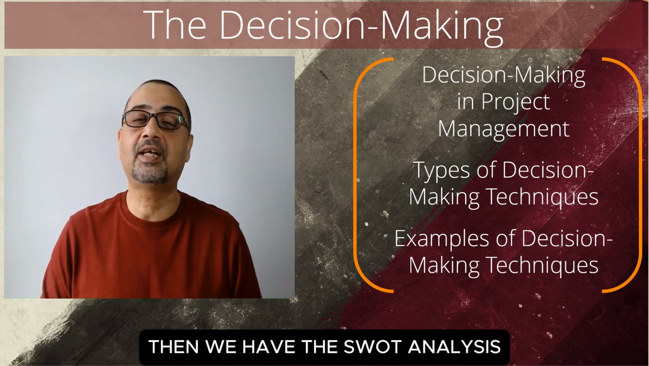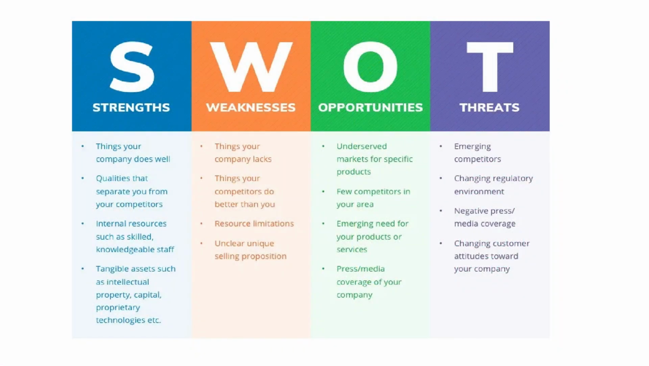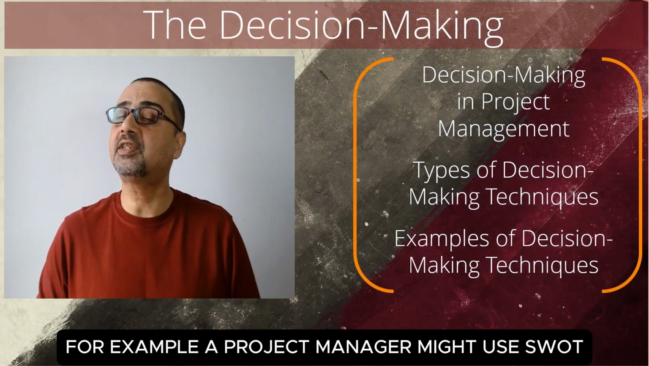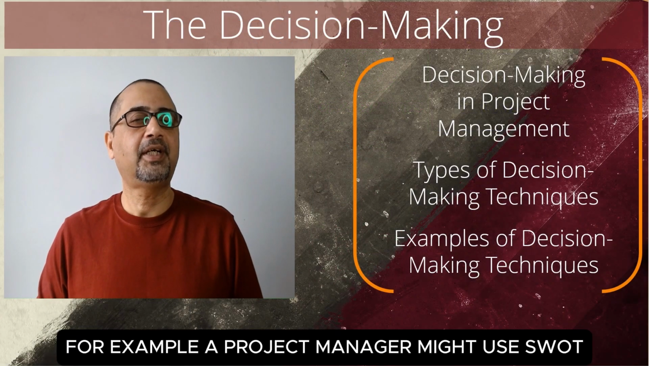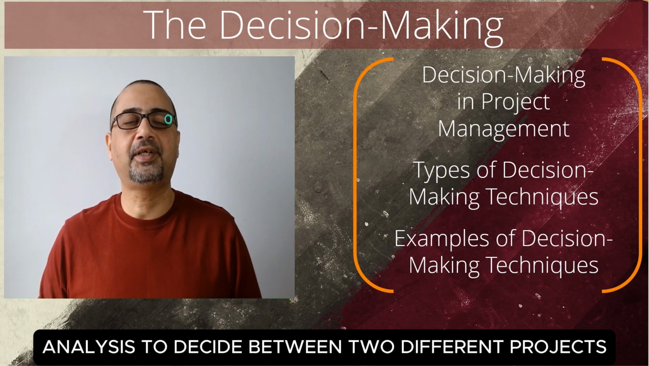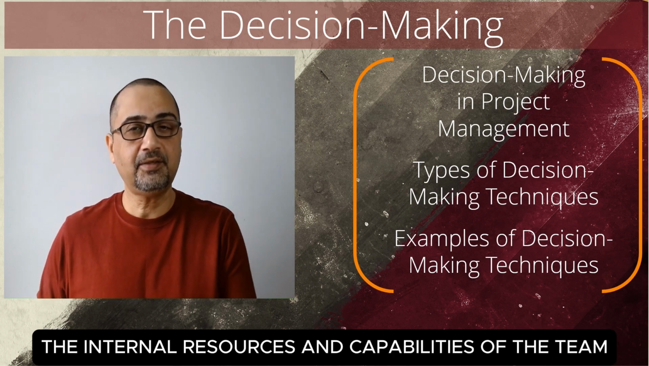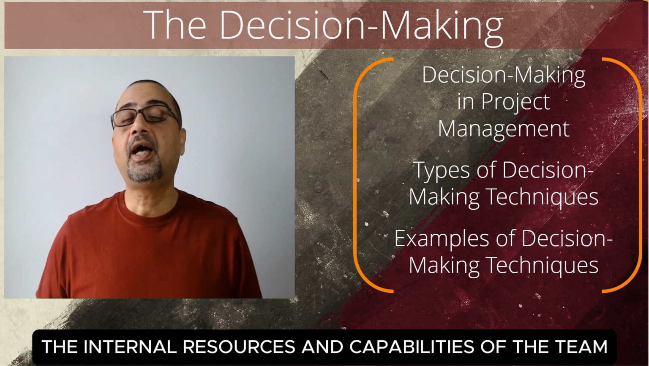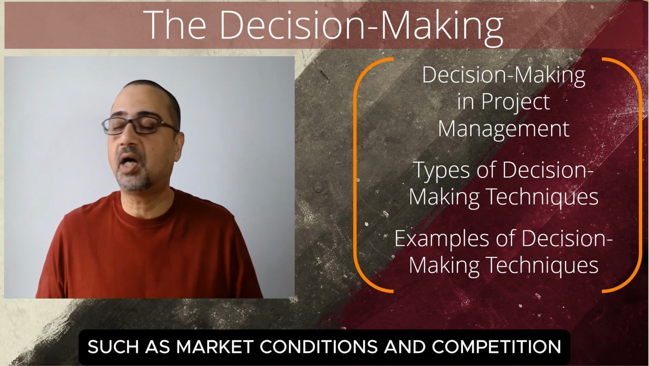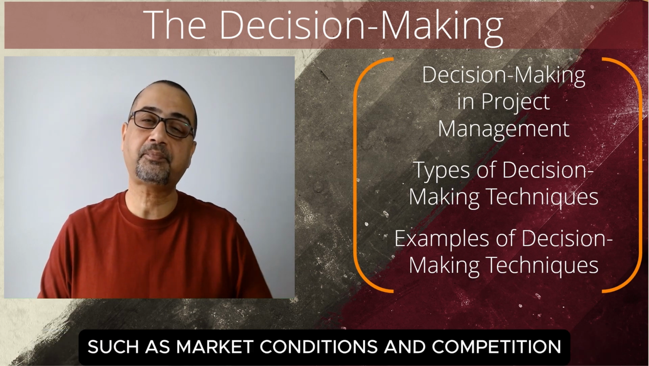Then we have the SWOT analysis. SWOT analysis is a technique used to evaluate the internal and external factors that can impact a project. It involves identifying the strengths, weaknesses, opportunities, and threats associated with each alternative course of action. For example, a project manager might use SWOT analysis to decide between two different project strategies, considering the internal resources and capabilities of the team, as well as external factors such as market conditions and competition.